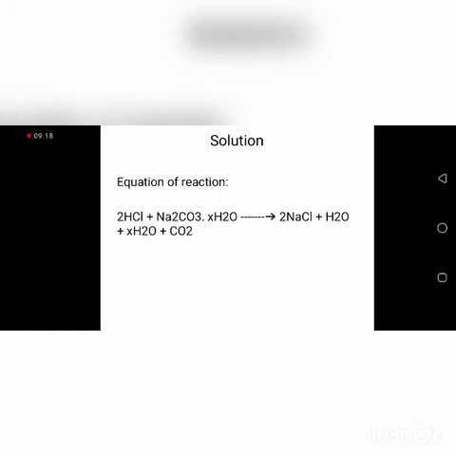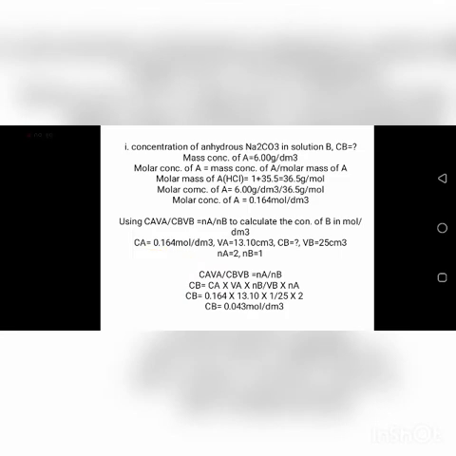So solution. Question 1, you have to show the equation of reaction. The reaction is between HCl and hydrated sodium carbonate, and this is it. HCl reacted with hydrated sodium carbonate plus xH2O. We don't know x, we don't know the number of x, okay? And at the product, you have sodium chloride plus water plus xH2O. That is the xH2O, that is the water of crystallization there, plus CO2 that is given off. So this is the equation of reaction for that particular equation. So question 2, from figure 1, we have to calculate the concentration of anhydrous sodium carbonate in solution B.